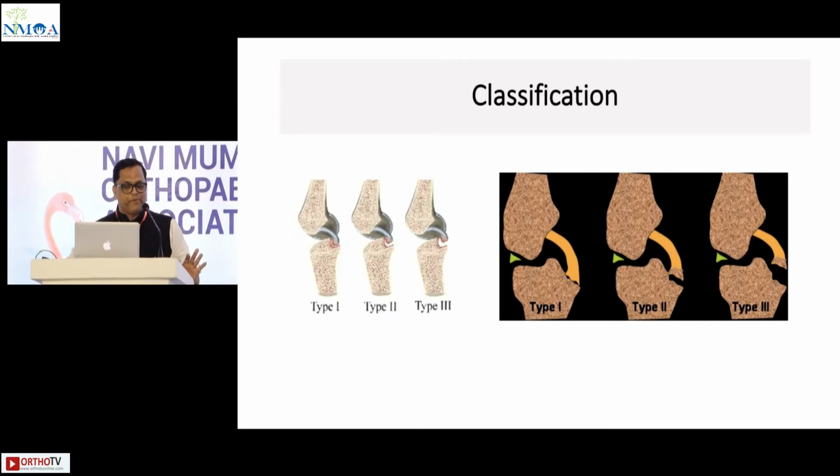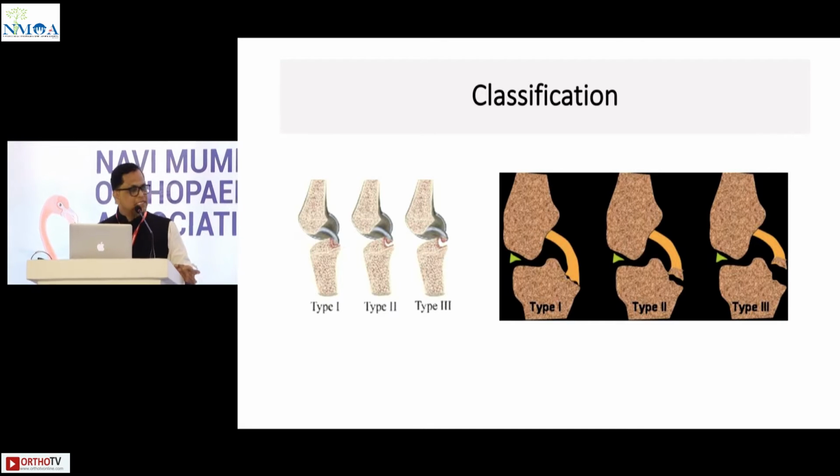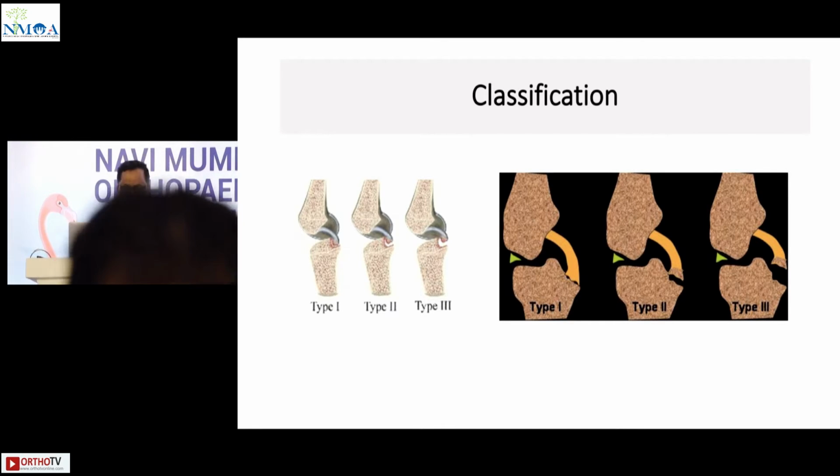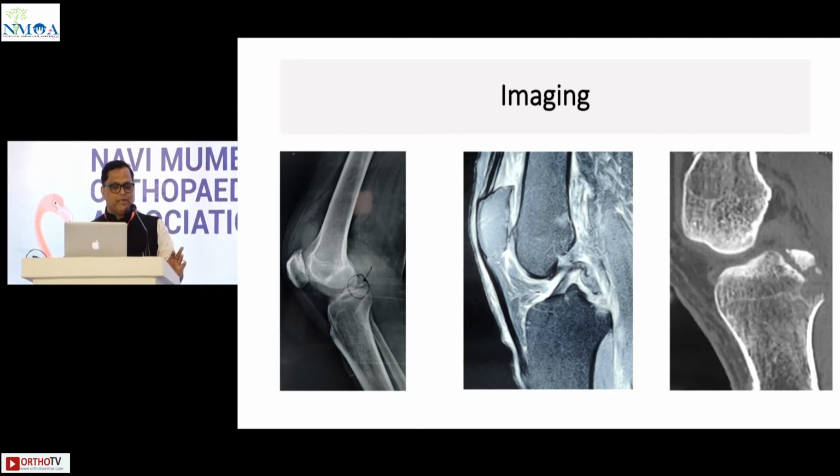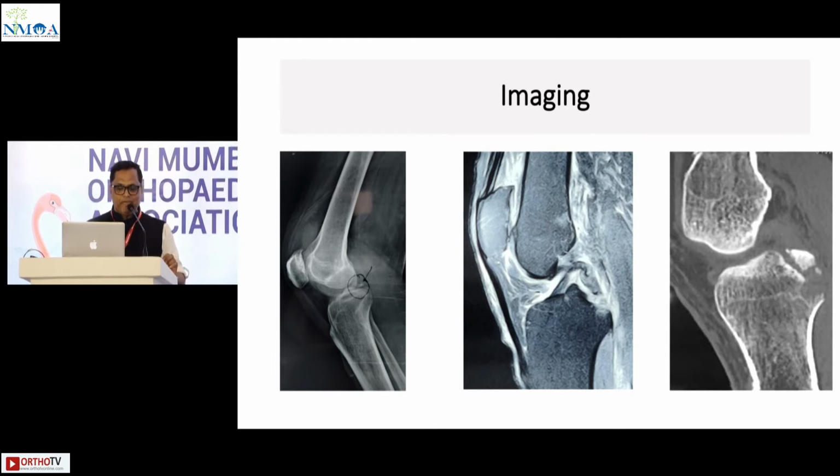Type 1, type 2 and type 3: minimal displacement, no displacement, and displacement more than 5 mm. For imaging, we can see it in AP and lateral views of the X-ray. We can do the stress X-ray.